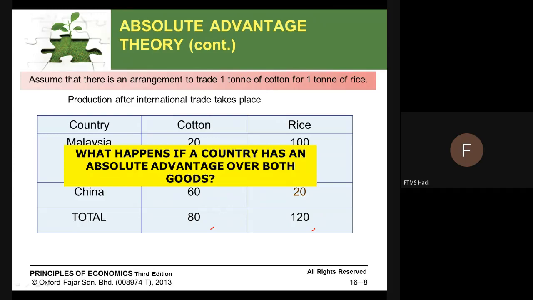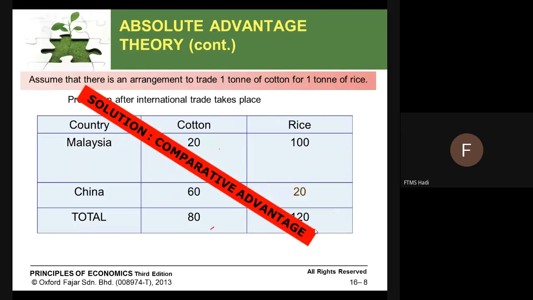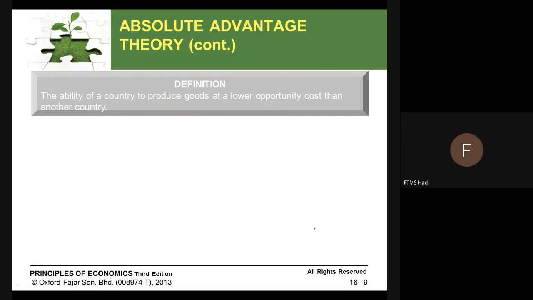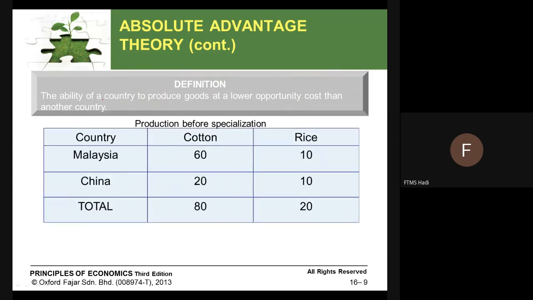What happens if a country has an absolute advantage over both goods? That means Malaysia and China have an equal opportunity to produce that. The solution is by using comparative advantage. So again, the definition is the ability of a country to produce goods at a lower opportunity cost than another country. Because if they are more specialized, the cost does not become a big issue. Before specialization, Malaysia produces 60 cotton, China 20, which is 80, rice 10, which is 20. Malaysia has absolute advantage in producing rice, so therefore the cost is quite low.